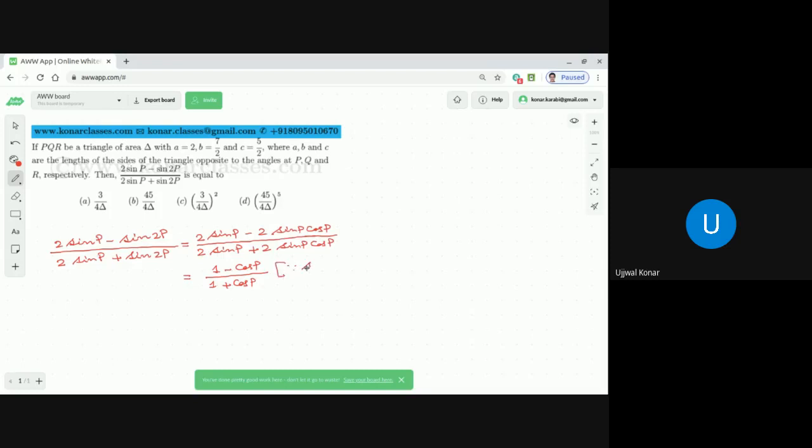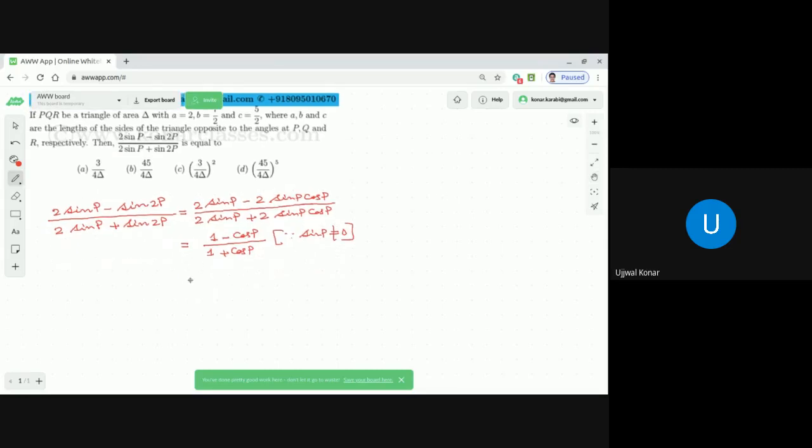Since sin P is not equal to 0, because if sin P is equal to 0, we cannot cancel, and sin P cannot be 0 because then the question will not be meaningful: the expression would be in the form of 0 by 0. So now we know 1 minus cos P is equal to 2 sin square P by 2, and 1 plus cos P is 2 cos square P by 2. So what we get is actually tan square P by 2.